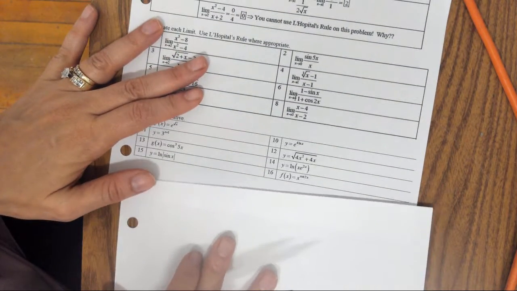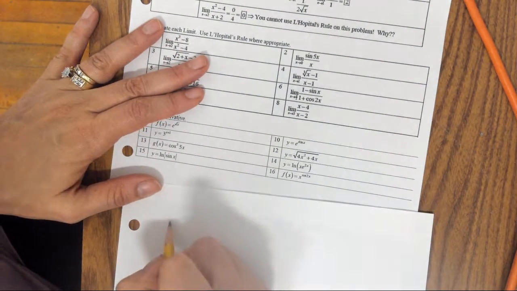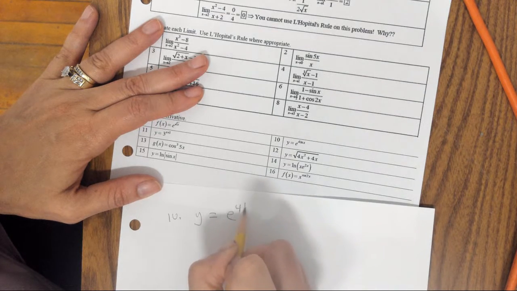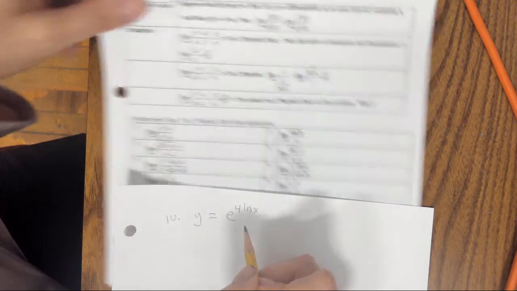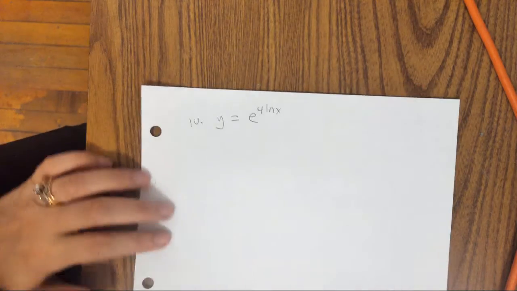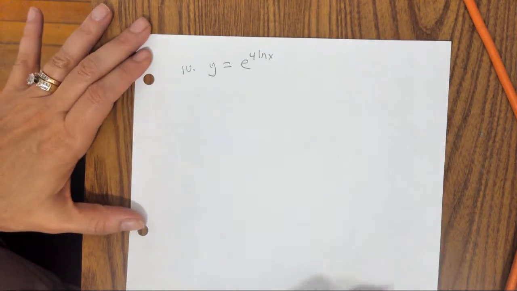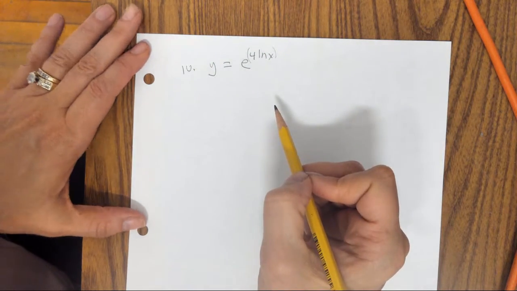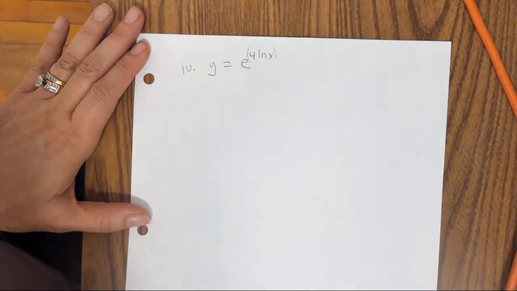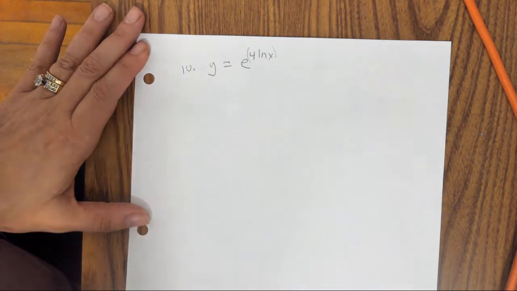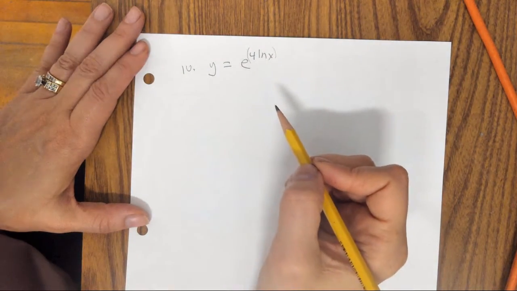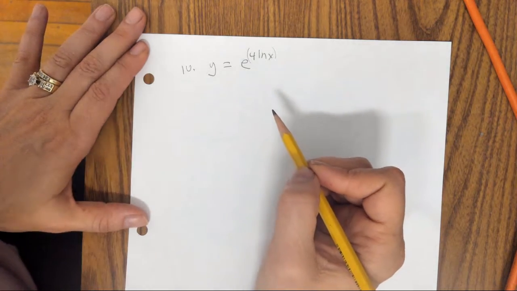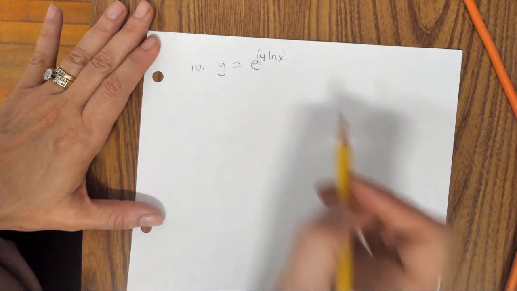So if we look at number 10, we have y equals e to the 4 ln of x. And so a lot of you may have looked at this and seen this as e to the something and used chain rule, which is fine. You'll get a correct answer. You'll get full credit for it. But sometimes it's important to notice some other math properties right away to make our task a lot easier.